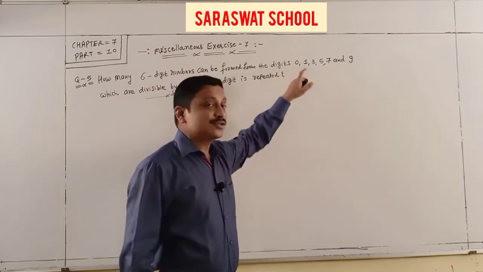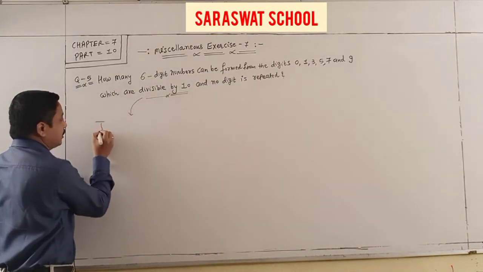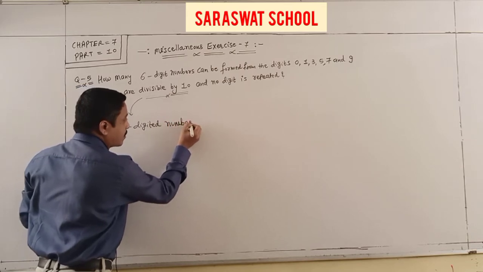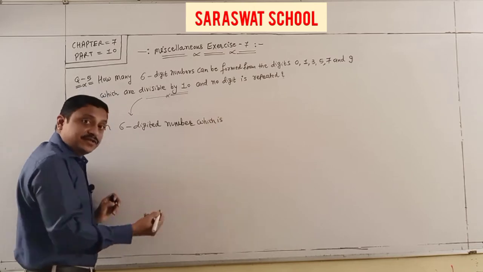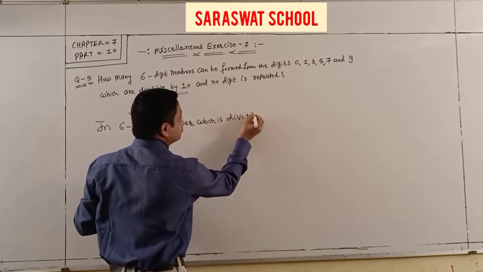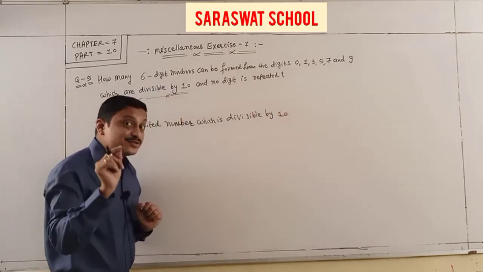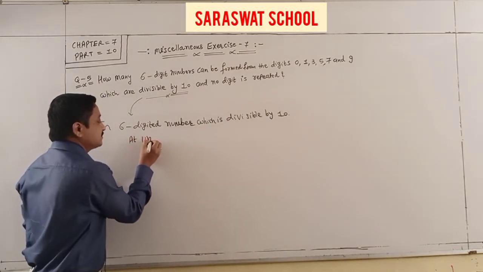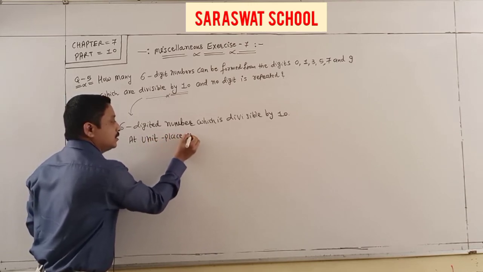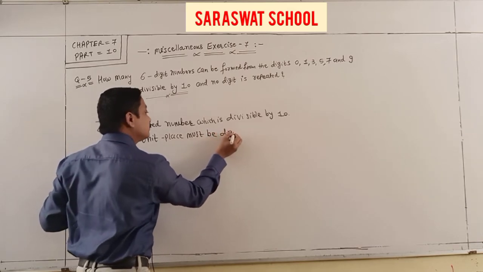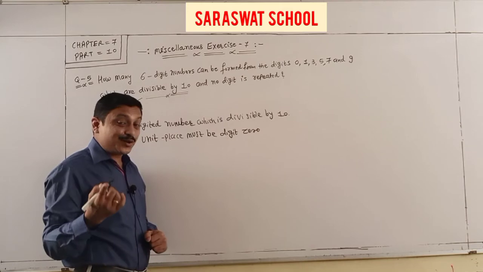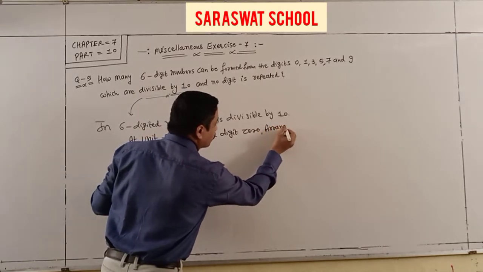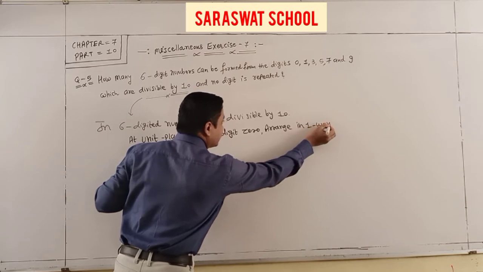Yes, look at that. First of all, I indicate that in a 6-digit number which is divisible by 10, it means the unit place must be 0. In a 6-digit number which is divisible by 10, the digit at the unit place must be 0, and digit 0 is arranged at the unit place in one way. So the unit place must be 0, arranged in one way.